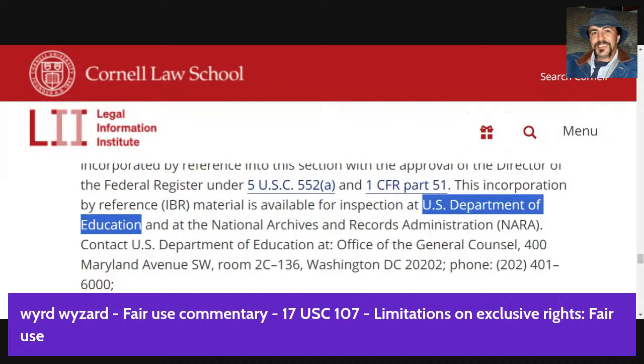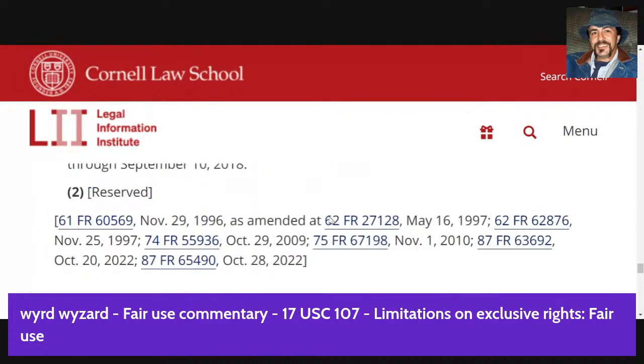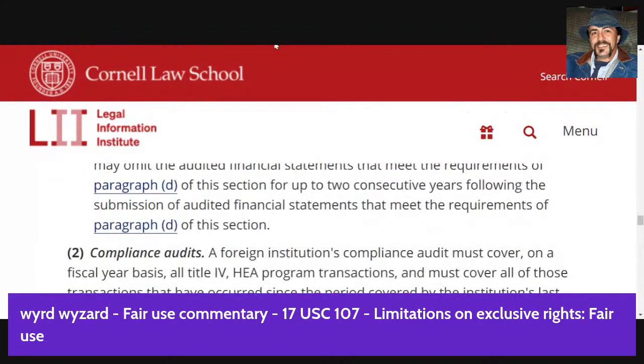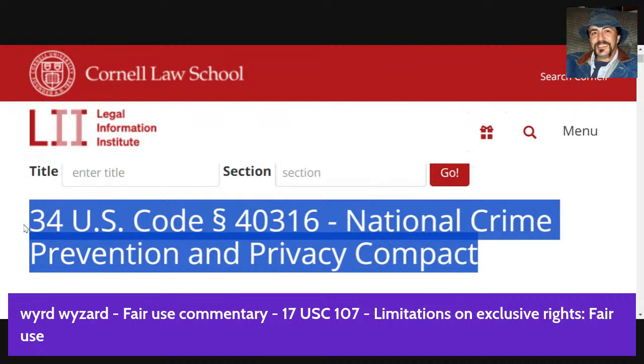Okay? I urge you to stop. The next one is, of course, 34 U.S. Code 40316 National Crime Prevention and Privacy Compact. This is what we're talking about. If you're going to have your children in that public education, you better make sure that they know that your child is going to be protected under this. None of that information is going to become public.